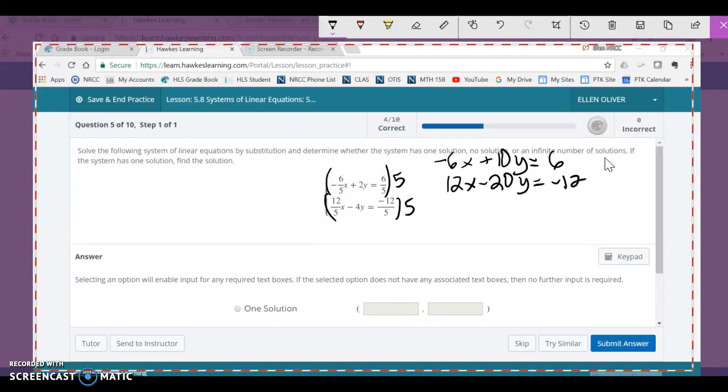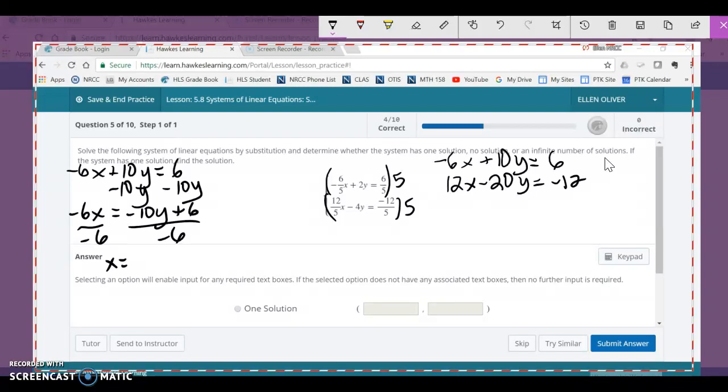So you can always multiply by the denominator if it's the same number, or if it's more than one denominator, you can find the least common denominator, multiply everything by that, and your fractions go away. All right, so now there's nothing obvious, so I'm just going to solve that first equation for x. So I subtract 10y from both sides. Divide by negative 6. So that becomes positive 5 over 3y minus 1. Now I'm going to substitute that into that second equation.